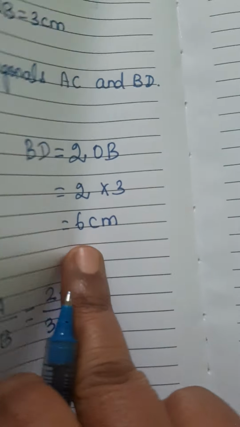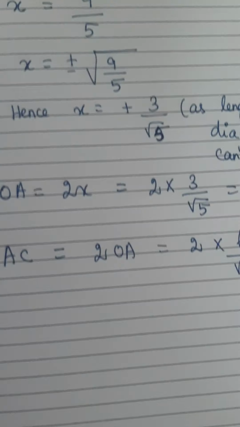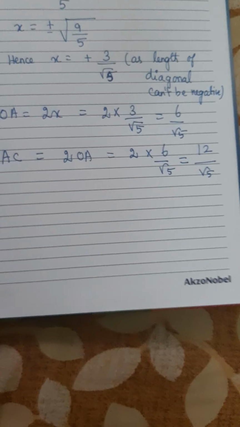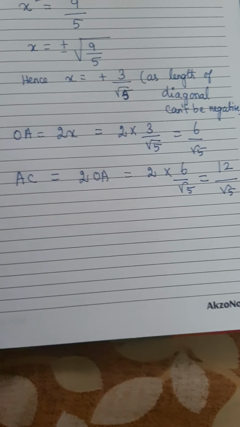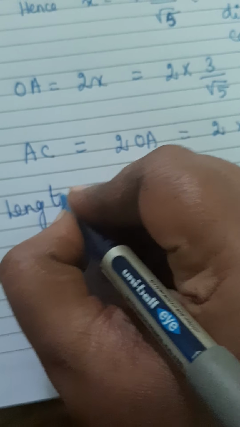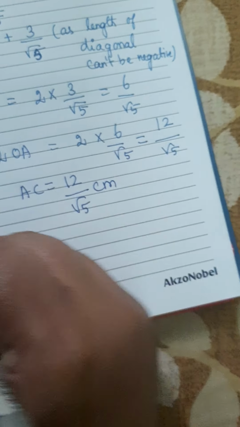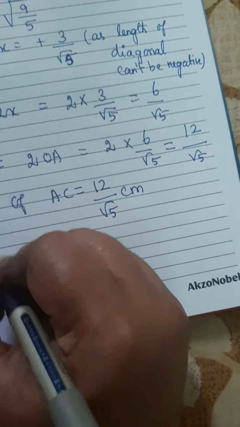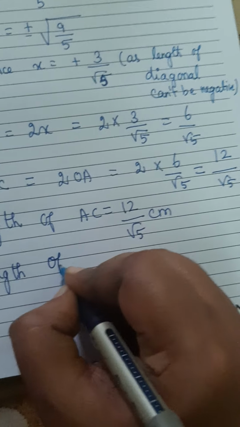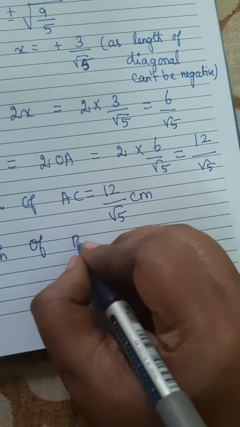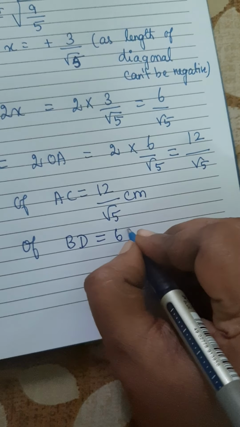So I have already got the diagonal BD length as 6 centimeter. Now that I have got the length of the diagonal AC equal to 12 by root 5, you can just write length of AC is equal to 12 by root 5. Units are very important, so I will write centimeter. It is also mandatory for you to take out the answer and write it separately, which will fetch you one more mark.